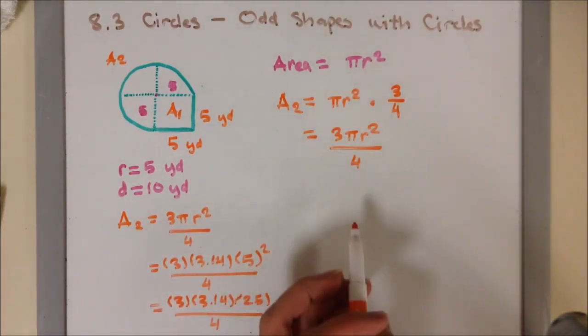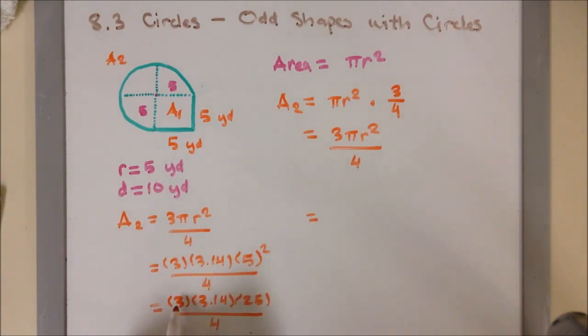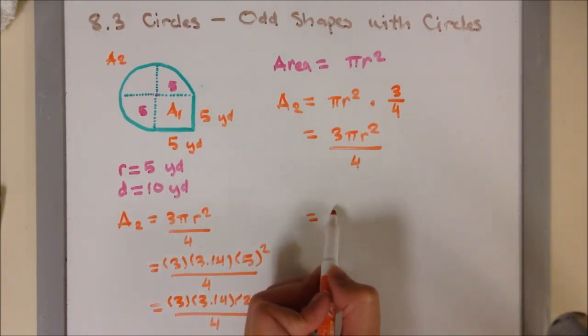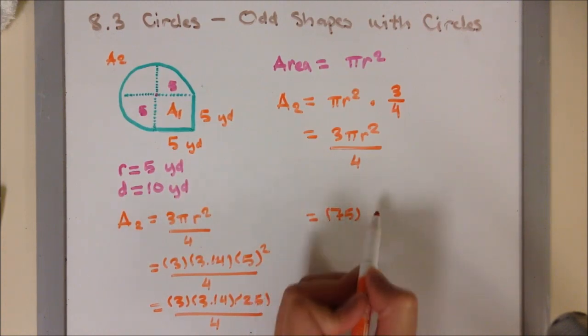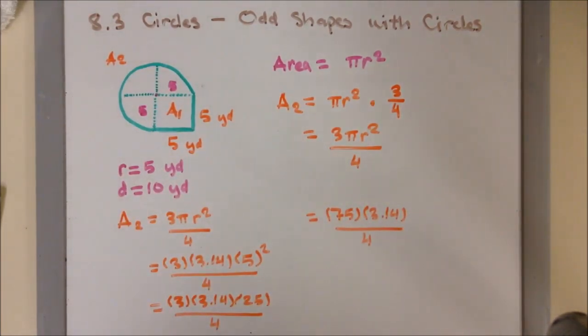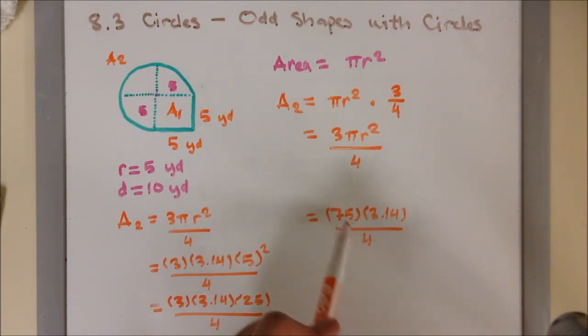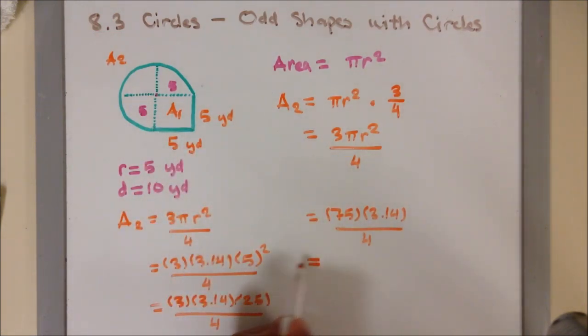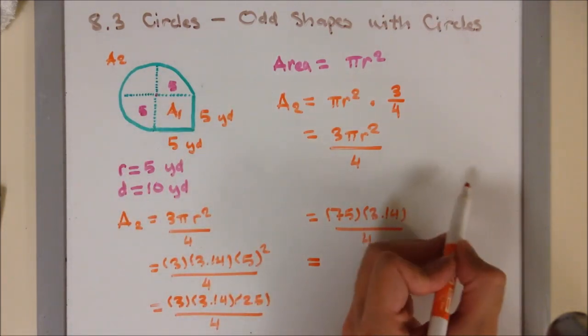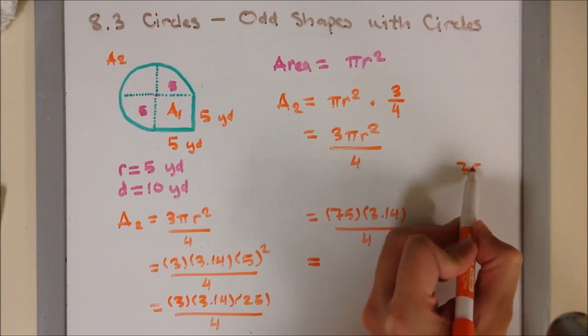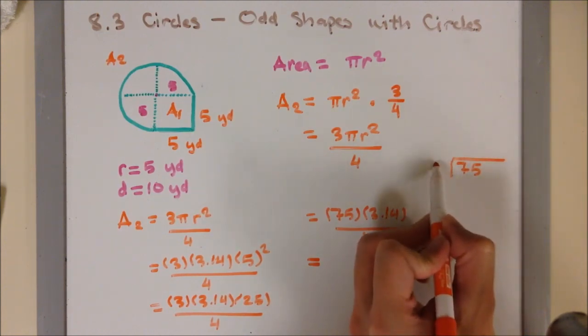Alright, so I'm going to write over here. I want to multiply the whole numbers, 3 and 25, which becomes 75 times 3.14 divided by 4. Instead of dividing 3.14 by 4, I'm going to divide 75 by 4, because the numbers in my numerator are multiplying, so I can divide one at a time. So I'm going to write right here, 75 divided by 4.